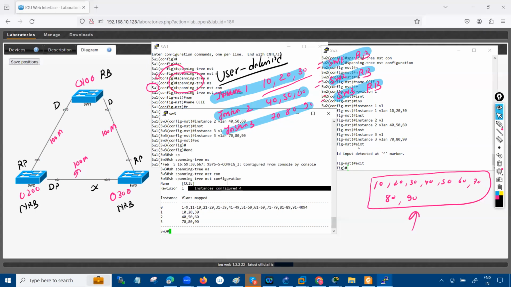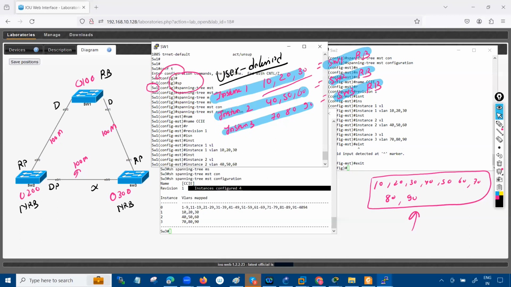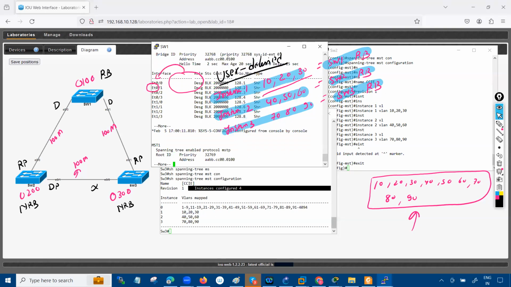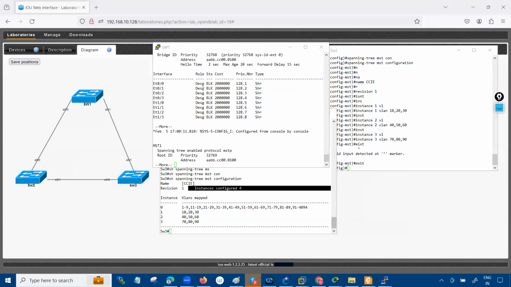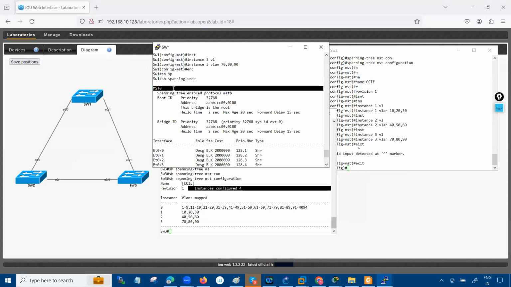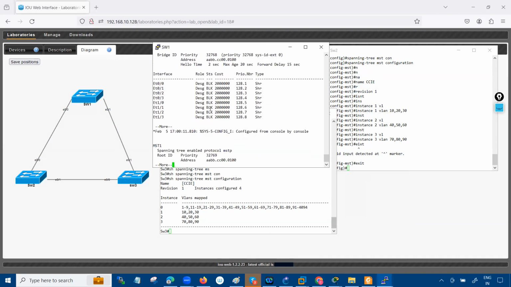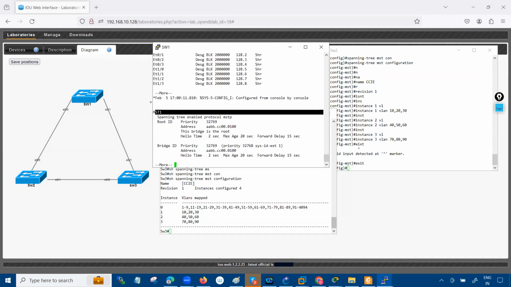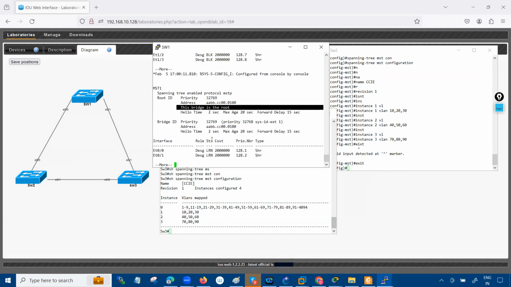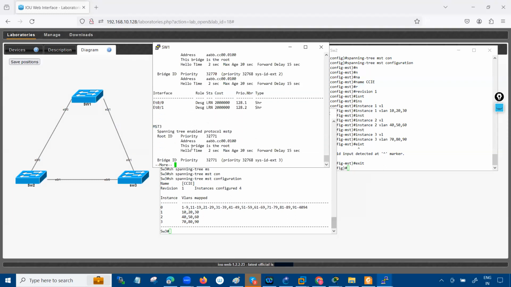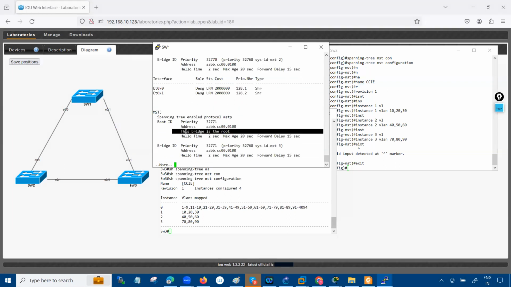Am I done? Still not. The reason is that switch 1 is still the root bridge for all the VLANs, or for all the instances. So if you see the show spanning tree, can you see that? For instance 0, I'm the root bridge. Switch 1 is saying that I'm the root bridge. For instance number 1, I'm still the root bridge. For instance number 2, I'm still the root bridge. For instance number 3, I'm still the root bridge. So you need to change this behavior.